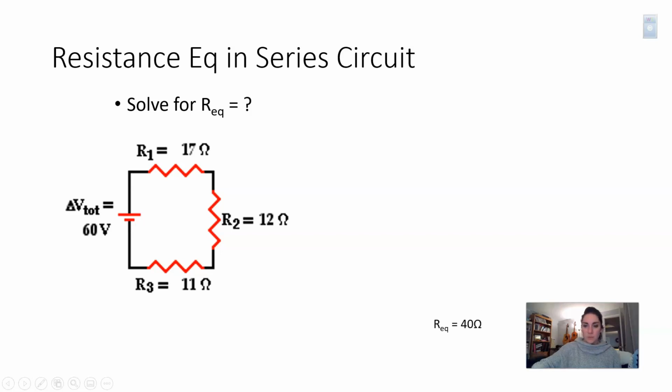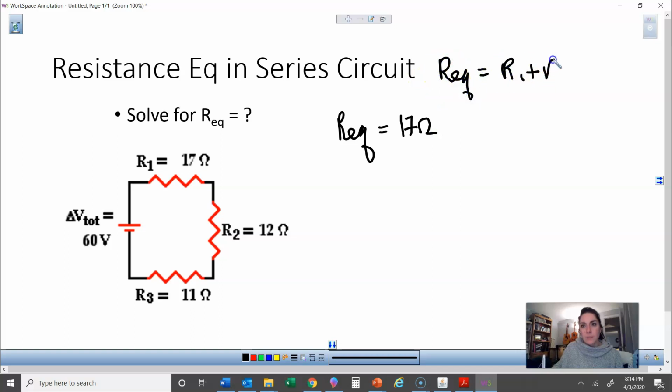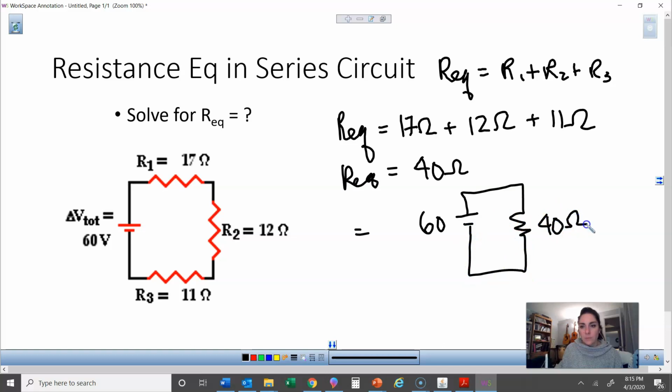I just want to see where we're going here. So there you have it. If I want to find the resistance equivalence of this circuit, REQ is going to be 17 ohms. By the way, just backtracking, REQ is the sum of these. So I'm going to take the sum of the 3 of them, and this works out to a really nice number of 40 ohms. So this circuit is the same as a circuit with 60 volts and 40 ohms. These two are equivalent, hence the word resistance equivalence.